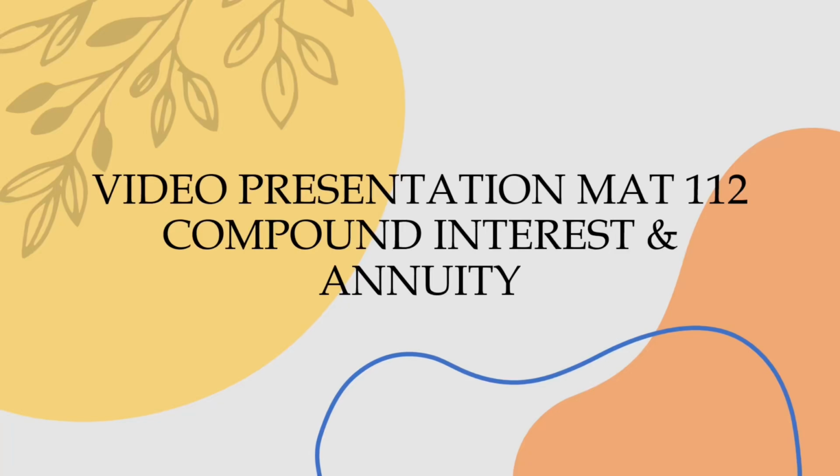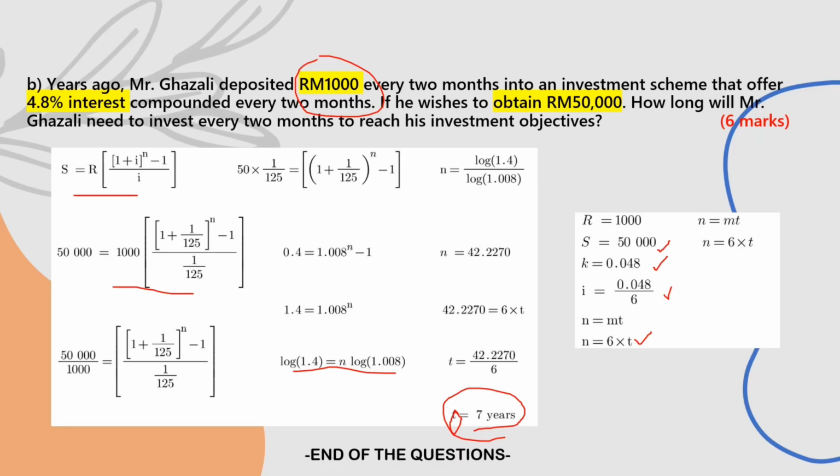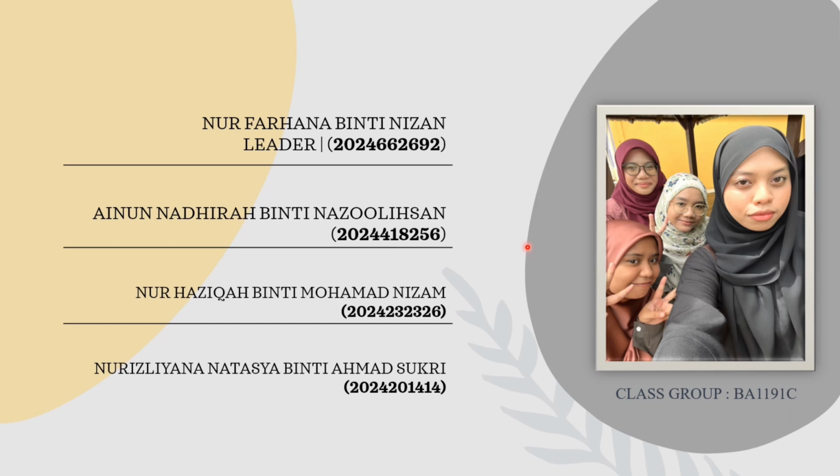Today, me and my fellow teammates from group BA119C would like to present our group assignment for subject MAT112 for topic compound interest and annuity. This is the picture of our group.